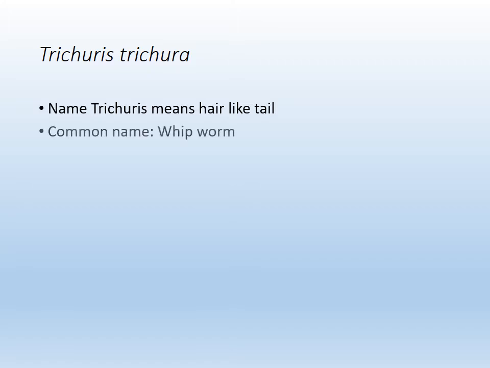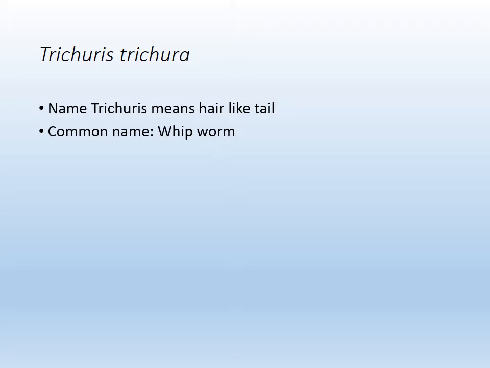So if we see this worm, the name Trichuris suggests a hair-like tail. It is derived from two Greek words, trichus, that is hair, and oura, which means tail, though it's a misnomer because its tail is not thin like hair, it is reverse. The tail, the posterior part, is thick and fleshy, and its anterior part is thin.